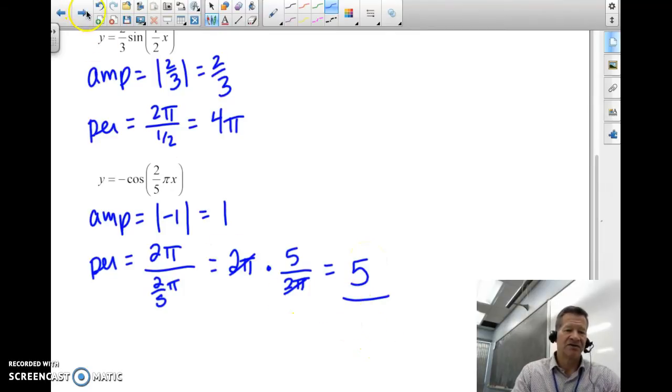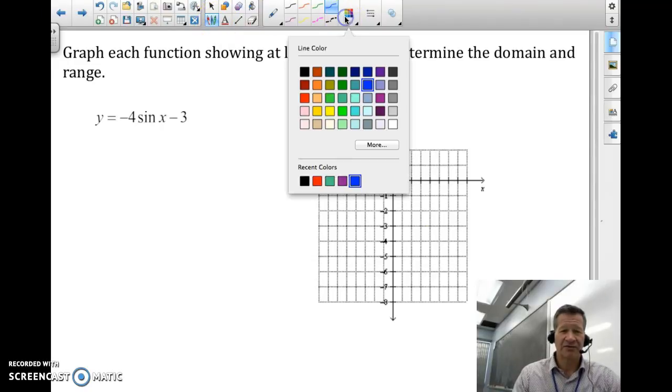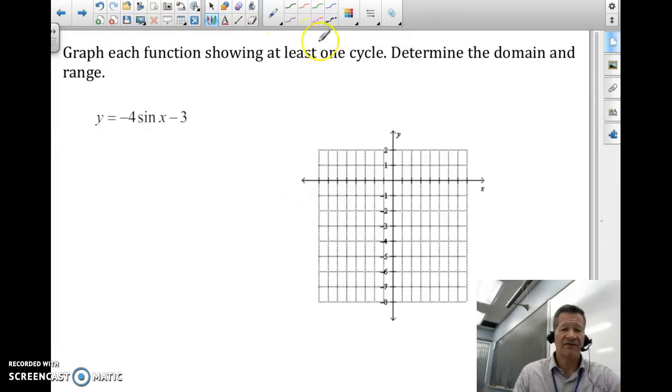All right, now let's go on to actually graphing some problems. Even though it doesn't say to find the period and the amplitude, we're going to look at our graphs when we're done to make sure that it is what it should be. So graph each function showing at least one cycle. Determine domain and range. Well, we can see here that the parent function is y equals the sine of x, right? I'm just going to draw a little sketch of it. We should remember it increases through the origin.